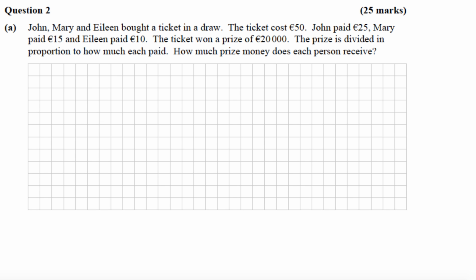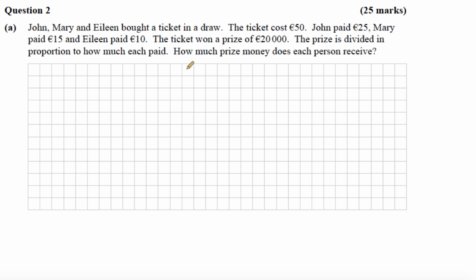So this is the 2015 Leaving Cert Ordinary Level Paper 1, and we're looking at question 2. John, Mary and Eileen bought a ticket in a draw. The ticket cost €50. John paid €25, Mary paid €15 and Eileen paid €10. The ticket won a prize of €20,000. The prize is divided in proportion to how much each paid. How much money does each person receive?